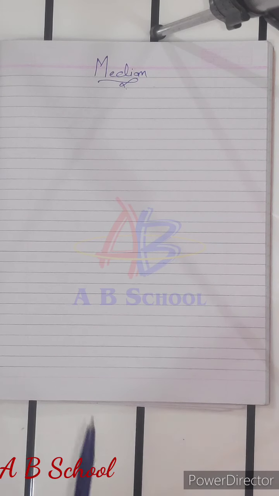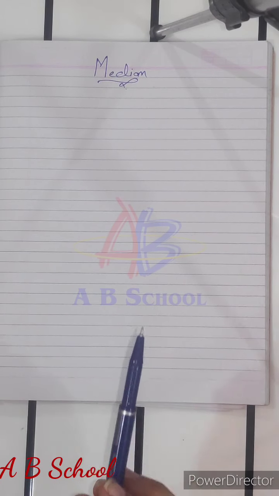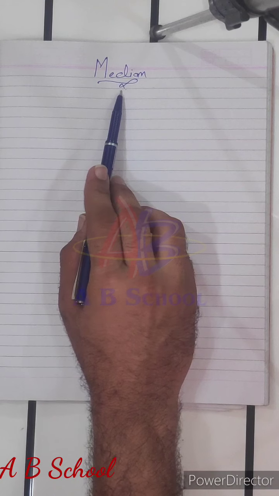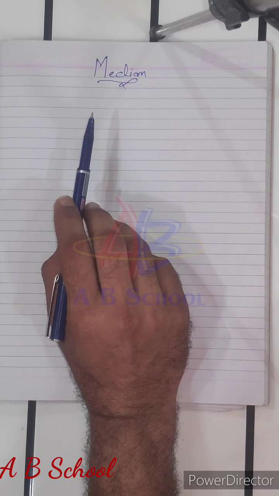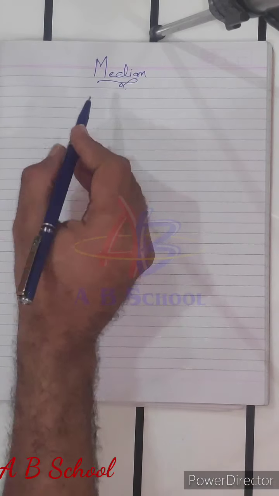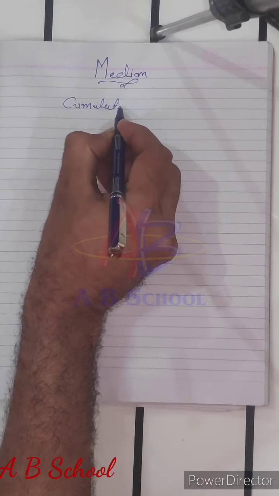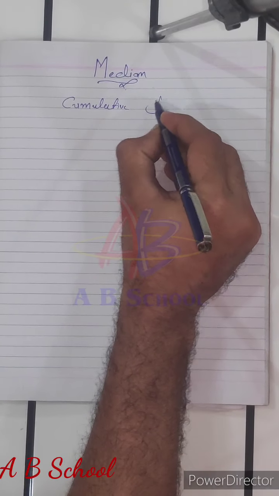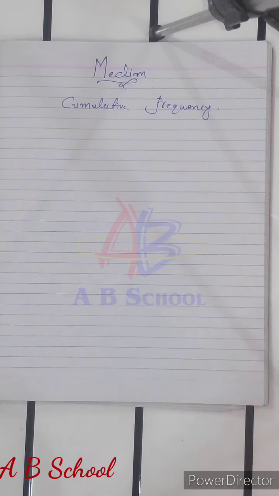We are continuing with our chapter statistics. We have already seen mean and mode. Today we are going to see median. But before going to the median, we need to see one more thing, that is cumulative frequency. This we need to find. This we need to understand first.